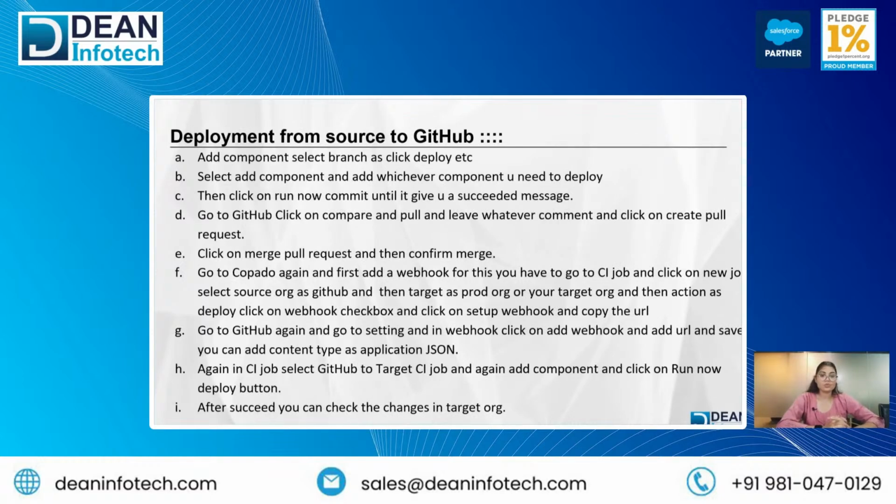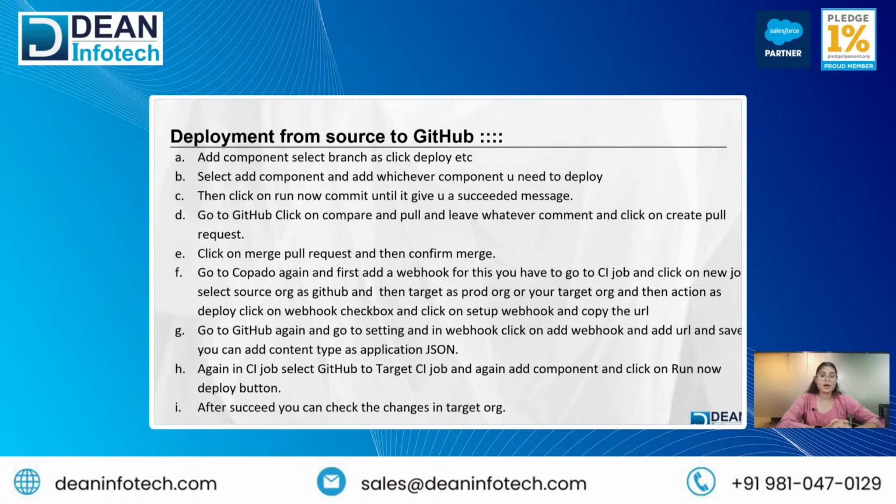Deployment from source to GitHub. For this, we have to add the component, select a branch, and click deploy. Select add component and add whichever component we need to deploy. Then click on run now and commit until it's a success message. Go to GitHub, click on compare and pull request, leave whatever comment, and click on create a pull request. Click on merge pull request and confirm the merge.